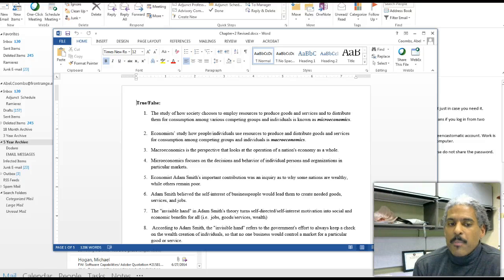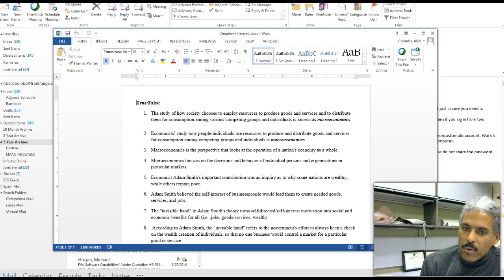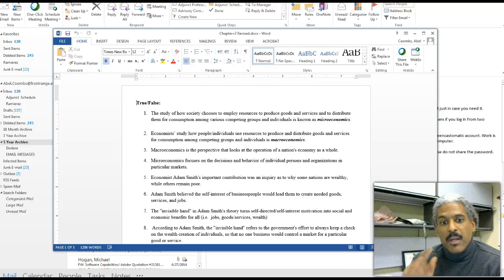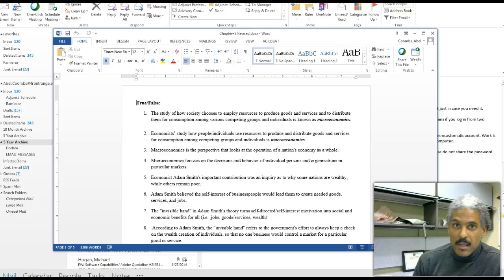That's the key word. Number 2, the economists study how people/individuals use resources to produce and distribute goods and services for consumption among competing groups and individuals is macroeconomics. False. It's micro. Keyword here, people and individuals. Make the distinction, okay? Macro, big, society. Micro, small, the individual.